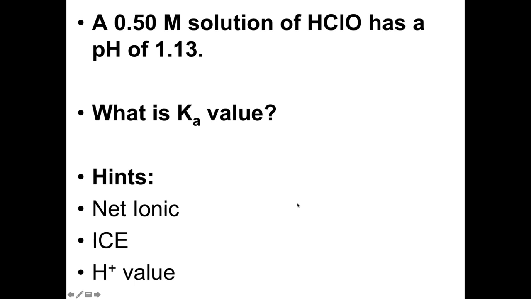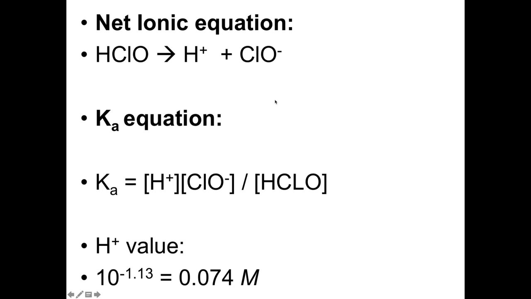A 0.50 molarity solution of HCl has a pH of 1.13. What is the Ka value? Hence, net ionic, ICE, and then the H3O plus value. So for this, we get the net ionic here. The Ka equation is here. Our H value is here. And so we'll have 10 to the negative 1.13 power to get 0.074 molarity.